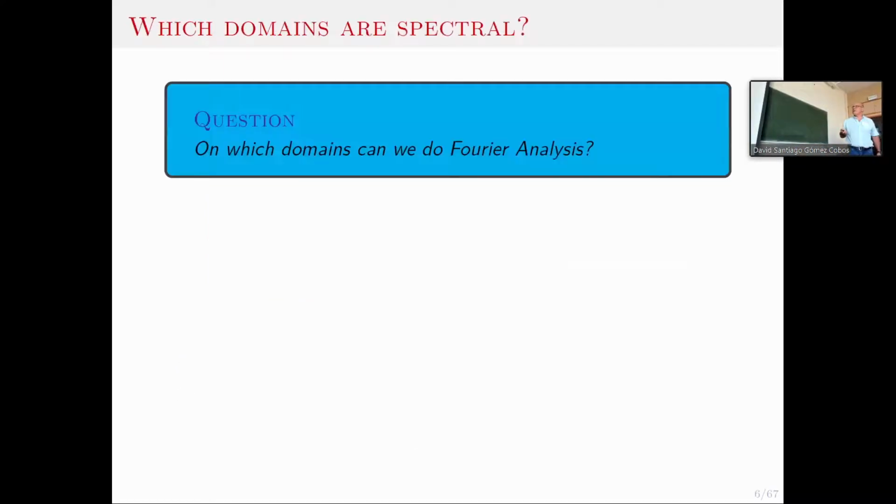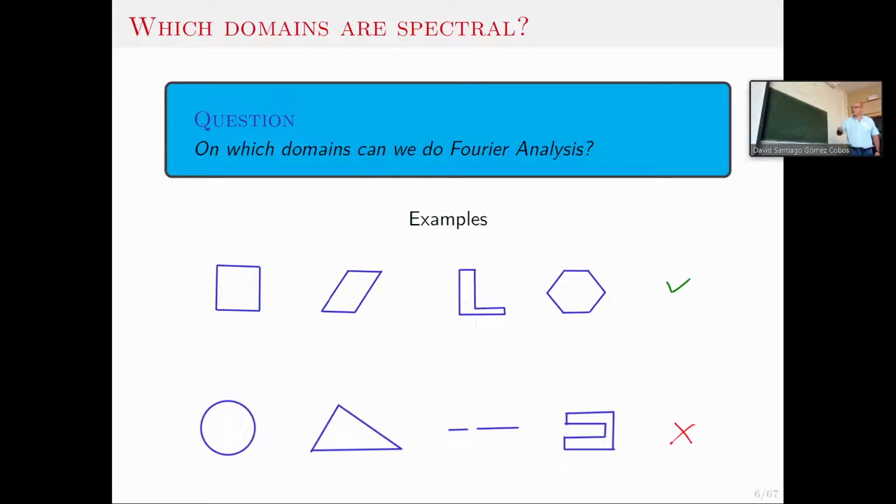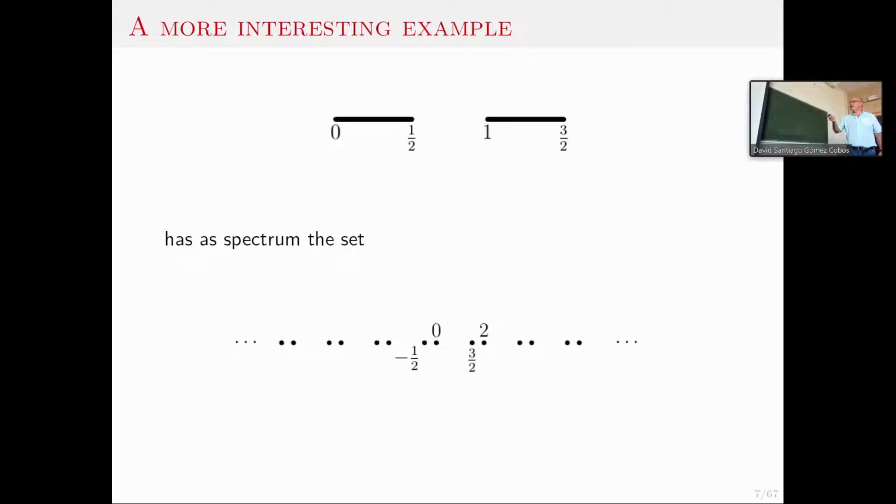And the general question is, on which kind of domains can one do this? Can one find an orthogonal set of frequencies which is complete, an orthogonal basis? And some of the examples that we started with last time are these. So on the first row you can actually do it. On the second row you cannot. We proved some of those. And here is an example that I showed you with a domain which has an unusual set of orthogonal frequencies.